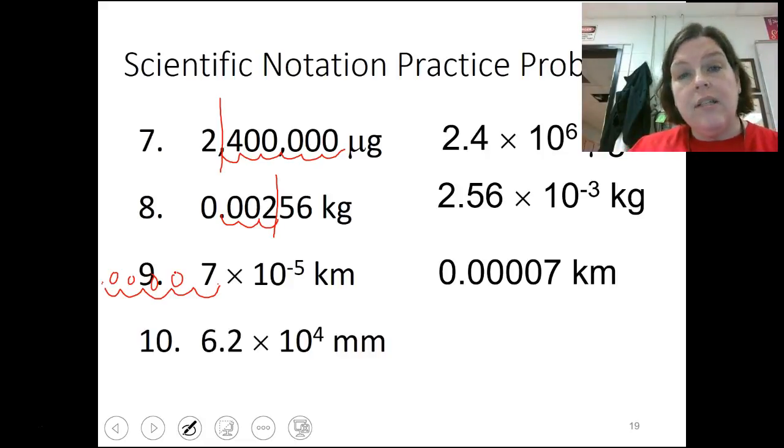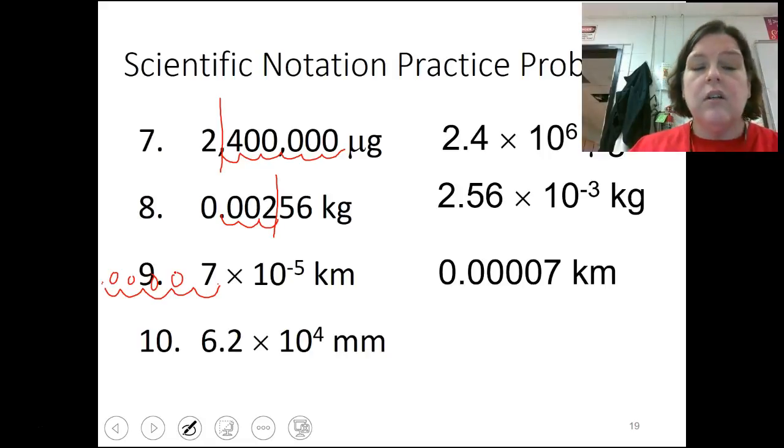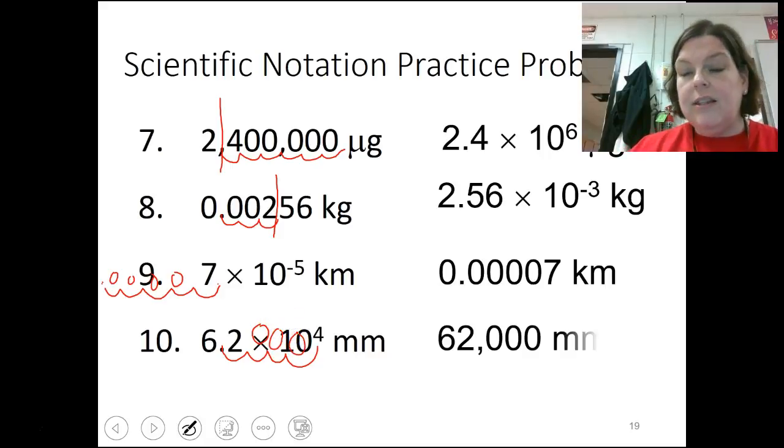Okay, number 10, same thing except we're going backwards. We're not going into scientific notation, we're coming out of scientific notation. So times 10 to the 4th tells me that I moved left to get that, so I've got to move right to get it out. So here we go. I go 1, 2, 3, 4 places. I put zeros in the places that are empty to place hold, and so I get 62,000 millimeters, okay?